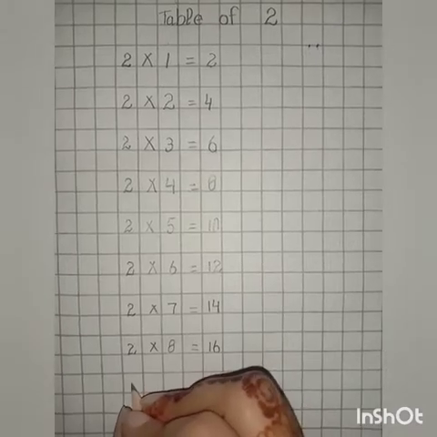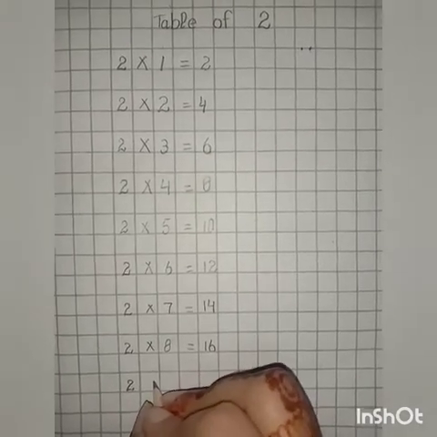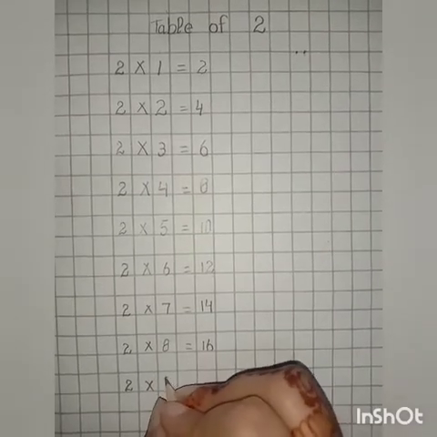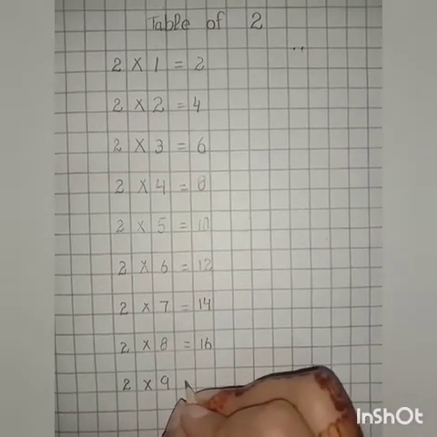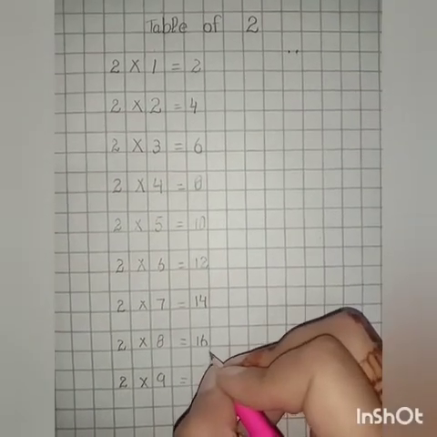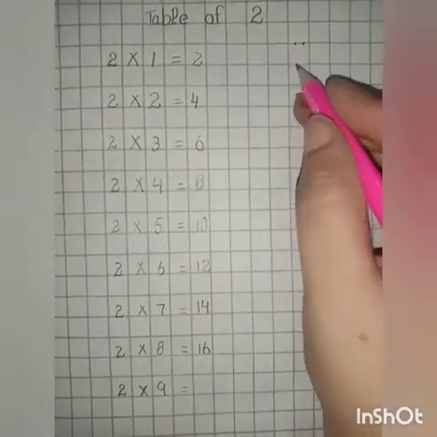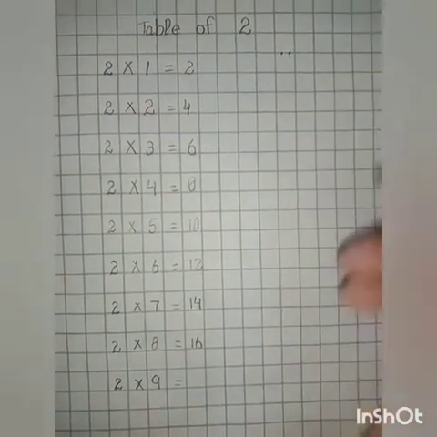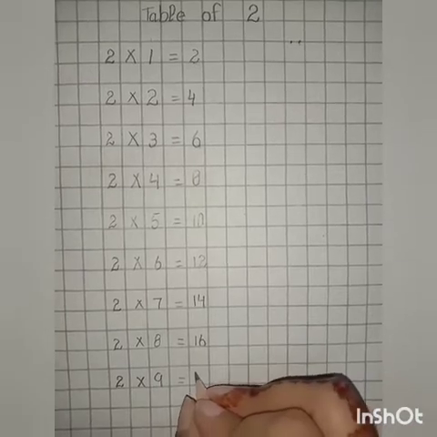Next one, 2. Sign of multiplication. After 8 came 9. Write here 9. Sign of is equal to. Here we have 16. We have to count towards 16 and add these 2 points in 16. 16, 17, 18. Write here 18.